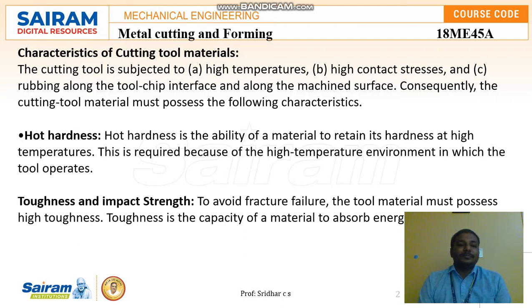Next is rubbing along the tool and chip interface. During machining, the chips also come in between the tool and the workpiece. Even when that happens along the machined surface, the tool should produce a good surface finish and should not damage the already machined surface. These are the major characteristics the cutting tool has to satisfy when we select any type of cutting tool material. First we need to see whether the material can withstand these three: high temperatures, high contact stresses, and rubbing along the tool-chip interface.